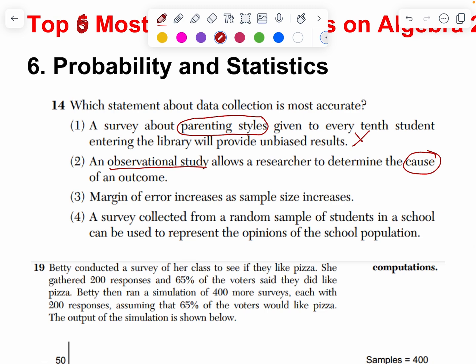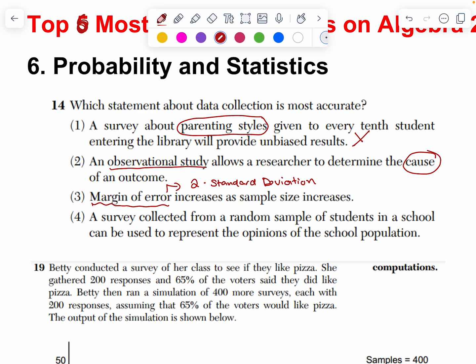The next thing they talk about is the margin of error, which increases as the sample size increases. Now, margin of error, the informal short way we talked about it, was that it is basically the value 2 times the standard deviation. Now, with 2 times the standard deviation, right? Standard deviation is how spread out your values are.